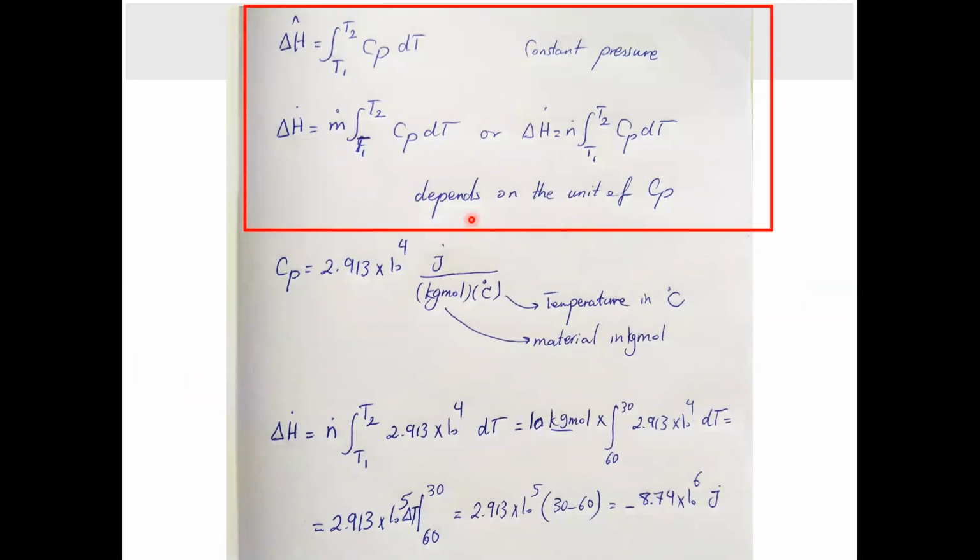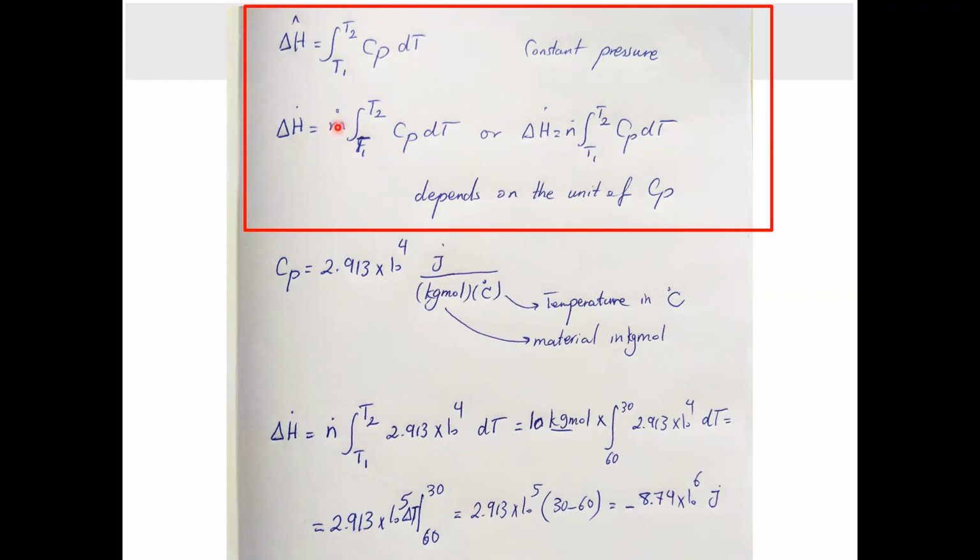So we know already the change of the enthalpy at constant pressure is equal to the integration of Cp dT from T1 to T2. That is the specific enthalpy. As we discussed before, the enthalpy rate, or energy rate in the form of enthalpy, is equal to mass rate multiplied by the specific enthalpy, or mole rate multiplied by the specific enthalpy.